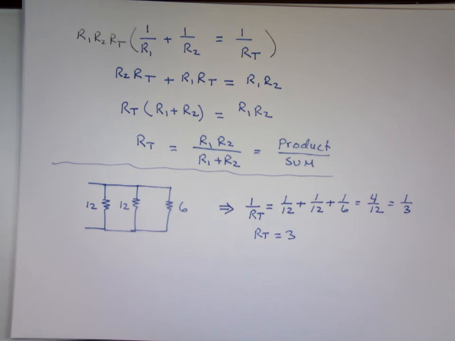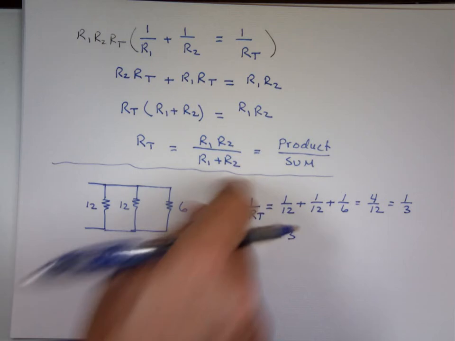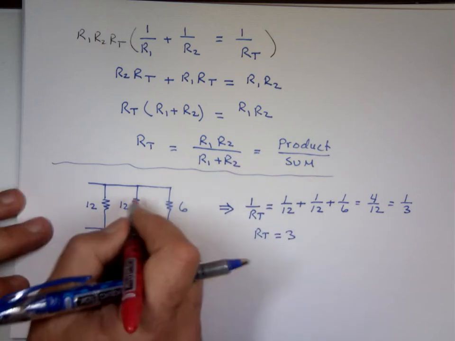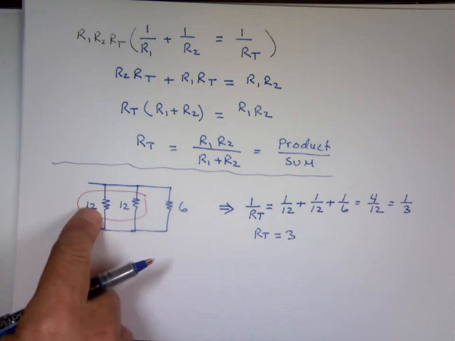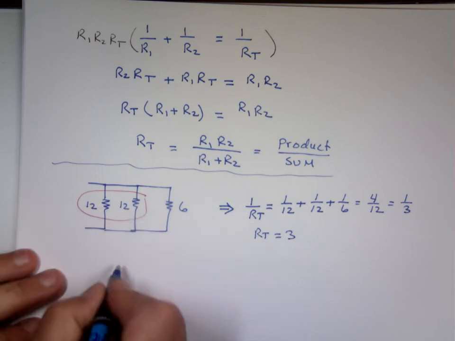Or, if you want to use the product over the sum, you can take these two, do them separately, multiply them, 144 divided by 24, which is 6.